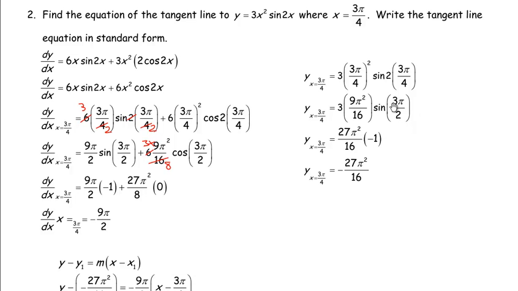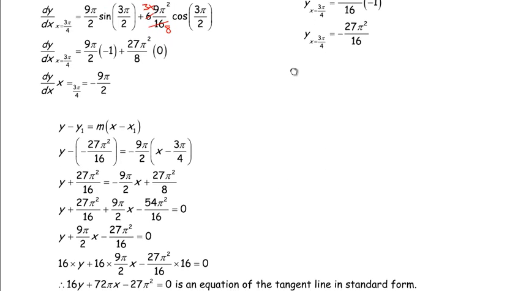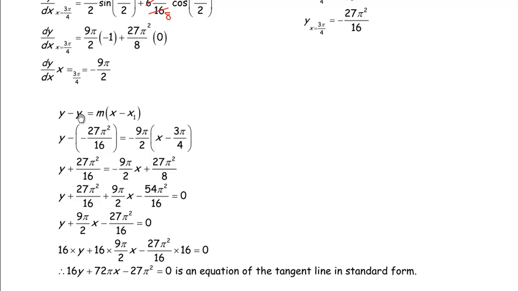So that's -1. And then this 3 gets multiplied by the 9 pi squared over 16. So 3 times 9 is 27 pi squared over 16 times the -1. So it's -27 pi squared over 16. So that's my y coordinate. I'm going to fill in here. So that's my y value. That's my slope. And of course, x is 3/4 pi.